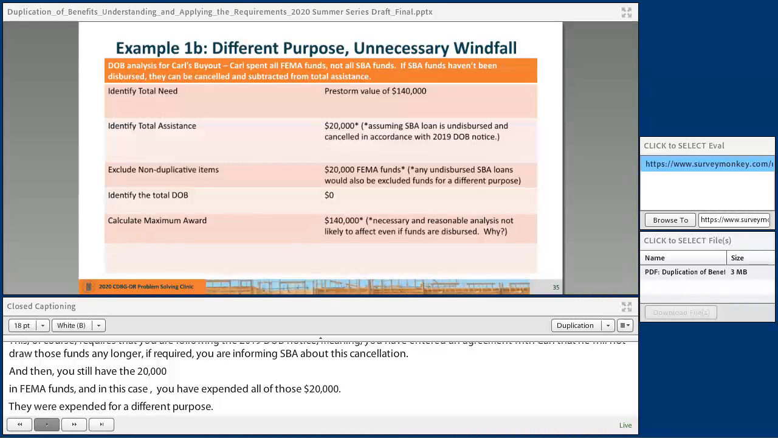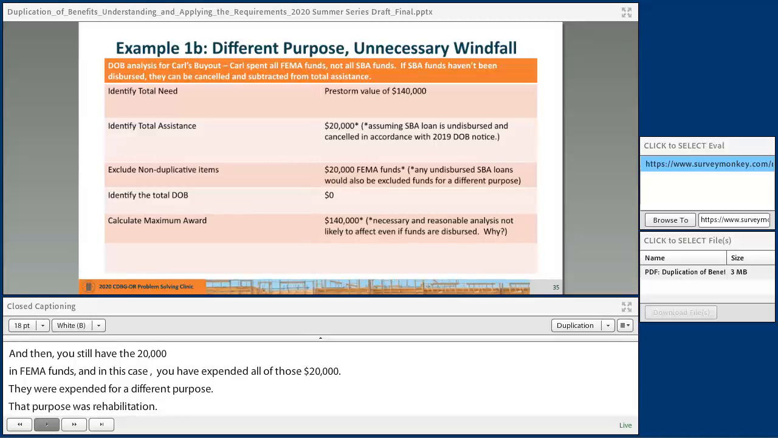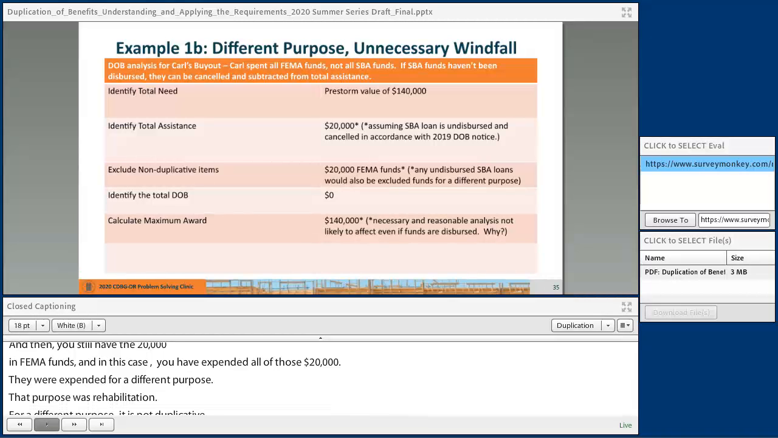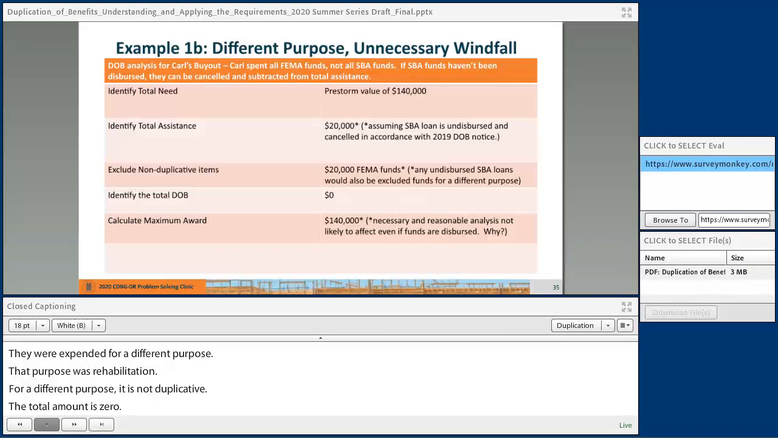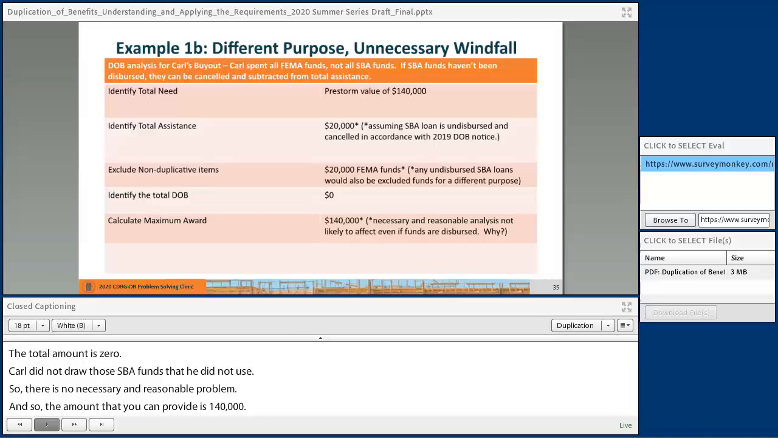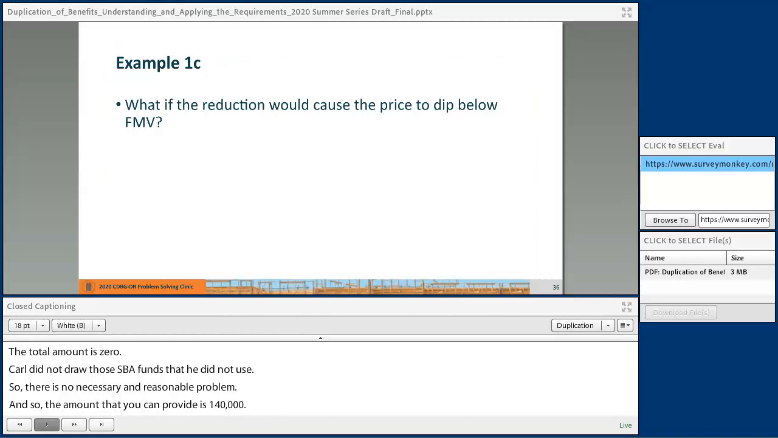And Carl did not draw those SBA funds that he didn't use, so there's no necessary and reasonable problem. And so the amount that you can provide is $140,000. You can provide the full buyout amount in this case. There's no windfall to Carl because those SBA loan funds are not available to him any longer if you follow the requirements of the 2019 DOB notice.